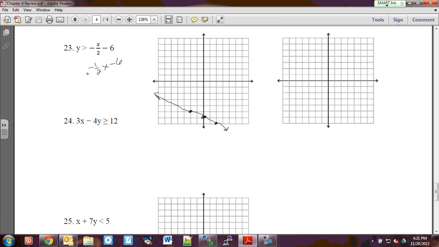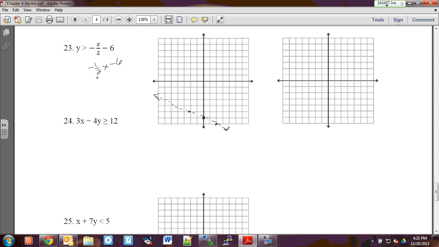All right, and actually, since it's less than, that means we have to dash it. So negative 6, point there, point there. So this is a dashed line because there is no equal to bar, and it is greater than, so again, do the origin test.